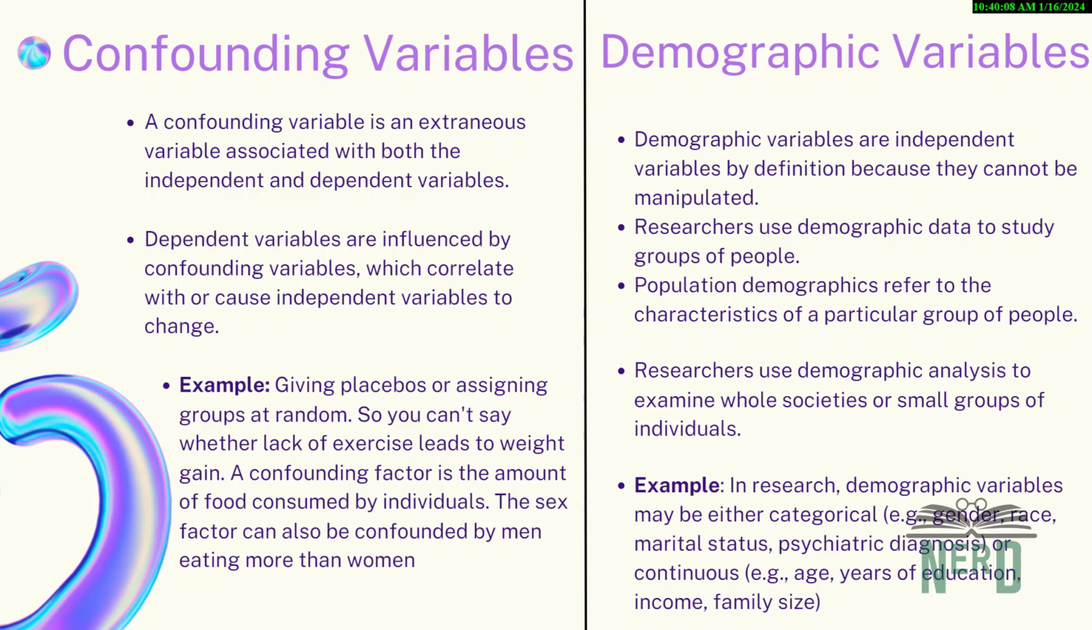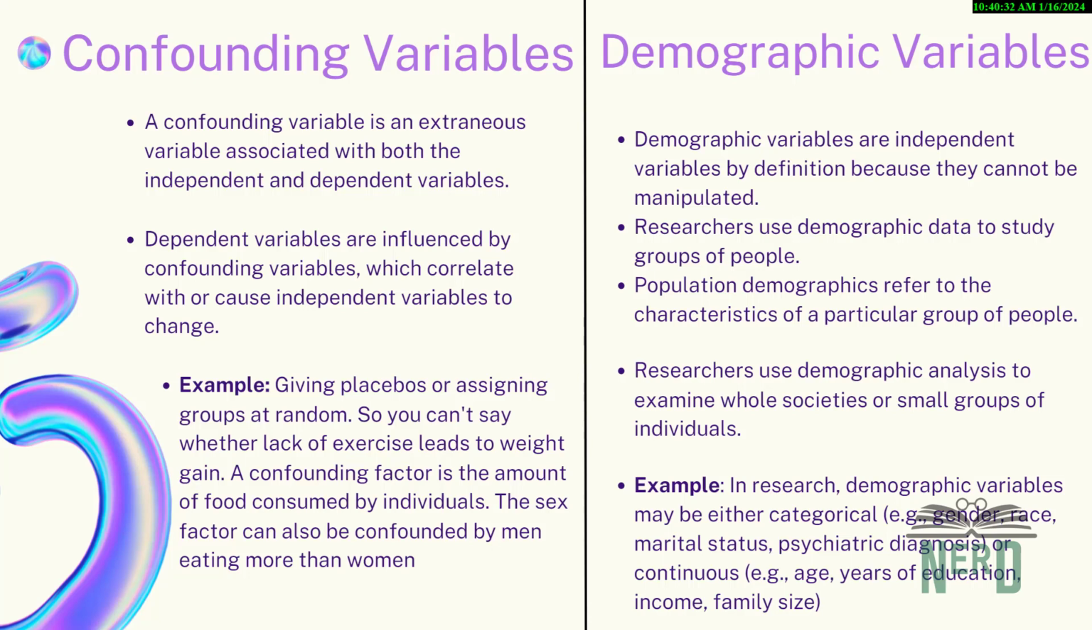Maybe it's not just about exercise. Perhaps men are gaining more weight because on average they are eating more than women, right? And that's a confounding variable right there. It's muddling up your result by having its own effect on weight gain. I hope it is clear what a confounding variable is.